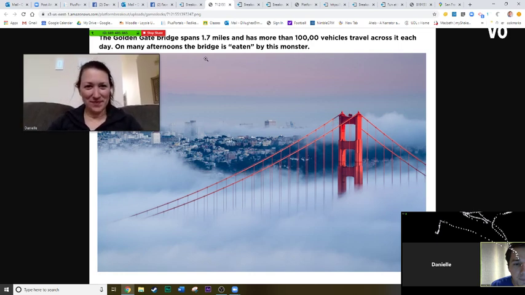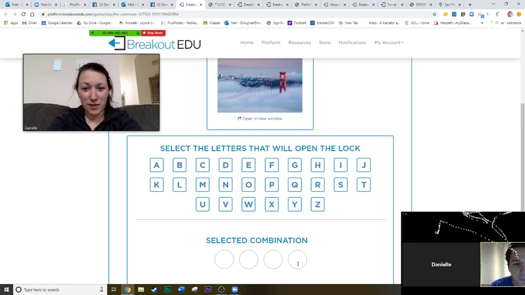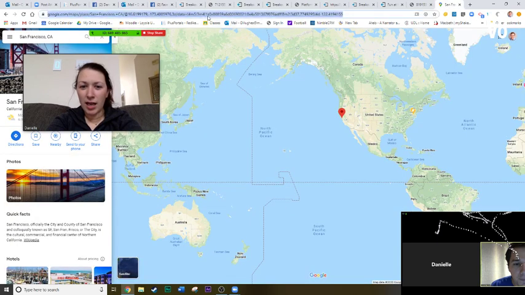Okay, the Golden Gate Bridge. This is a letter lock, Danielle, that we're looking at here. The Golden Gate Bridge spans 1.7 miles and has more than 100,000 vehicles travel across it each day. On many afternoons, the bridge is eaten by this monster. So I'm guessing the answer is going to be... why are they always one letter more than I think they would? Oh, wait. Okay, so that's probably something like a local thing.